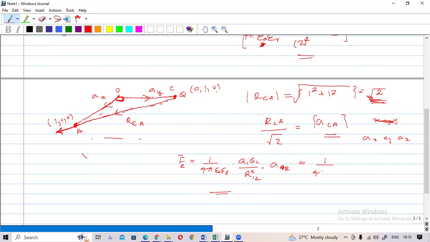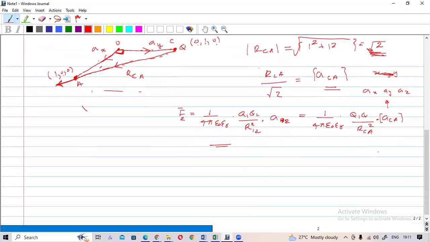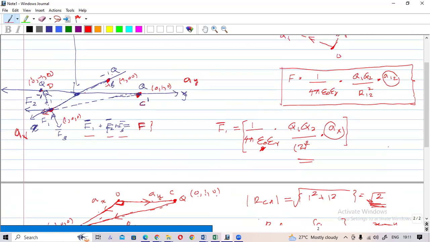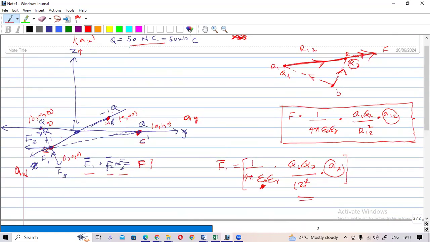So our answer will be Q1 divided by 4 pi epsilon R, RCA square, ACA, sorry. Now we need to find this ACA in terms of X, Y, Z. So how can we find it? It is very easy actually. Here also it is found using this.